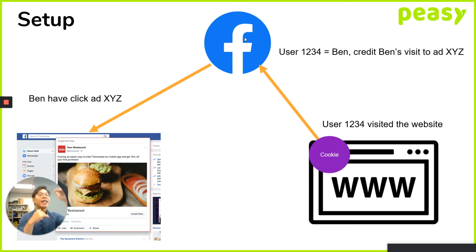So Facebook, in their data, will know that 1234 is Ben. And they check back that just a few seconds ago, user 1234 or Ben clicked on ad XYZ that leads to the same website. So they will give the credit. They will then summarize and say, Ben visited this website because he clicked on ad XYZ. Does that make sense? So then the AI in Facebook will learn that for every user like Ben, the best thing to do to get him to visit the website is to show them ad XYZ.